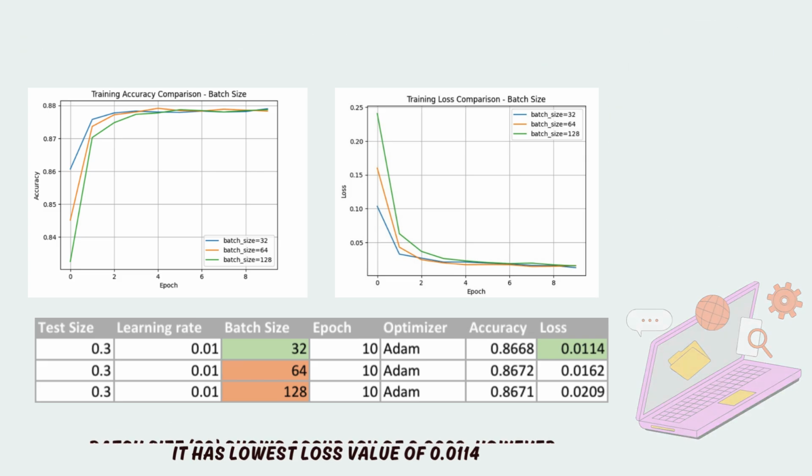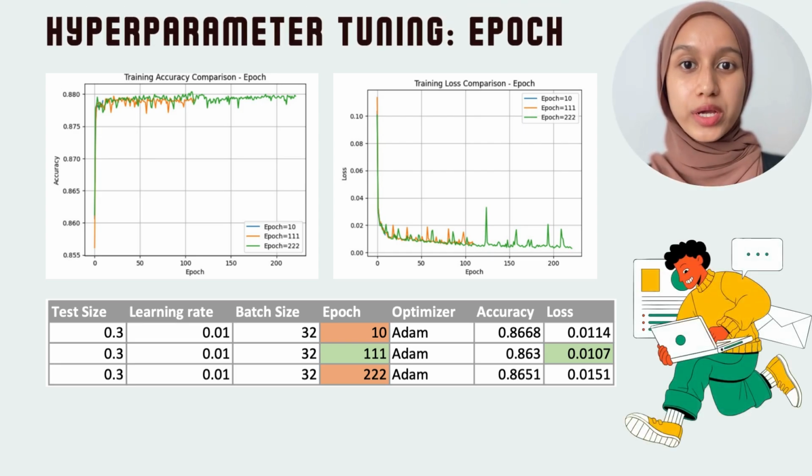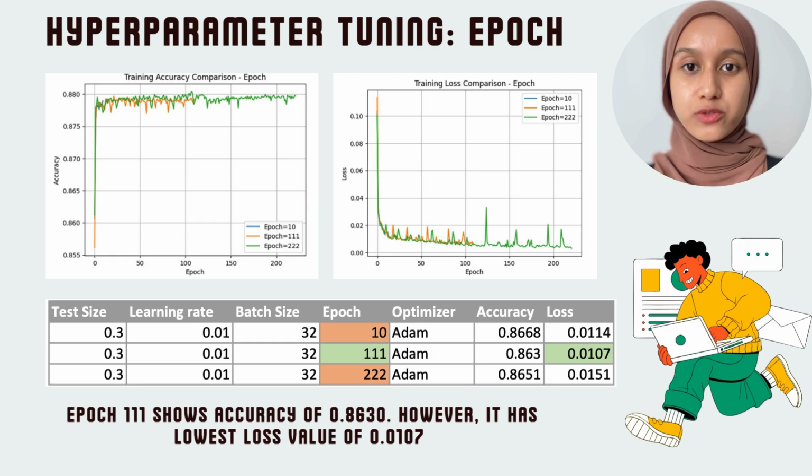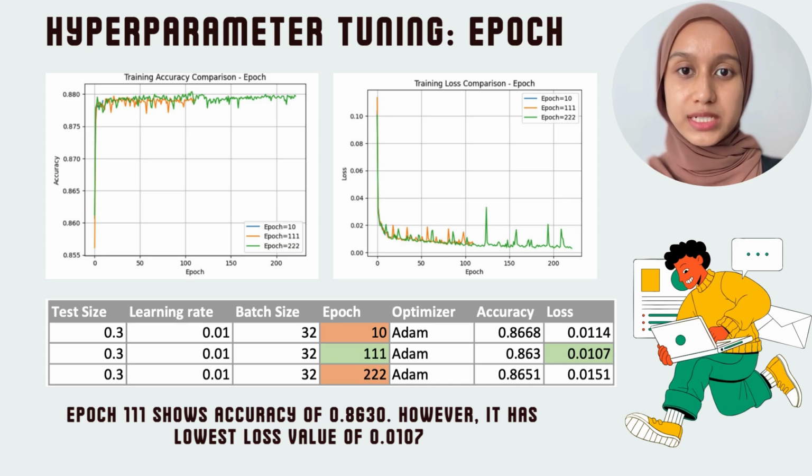in this case. In this project, we compared three different epoch settings, which are 10, 111, and 222, while keeping other hyperparameters the same. As shown in the table, the accuracy for all three runs is quite similar, around 86%. However, the loss values show clearer differences. The run with 111 epochs produced the lowest loss value of 0.0107, which is highlighted in green in the table.